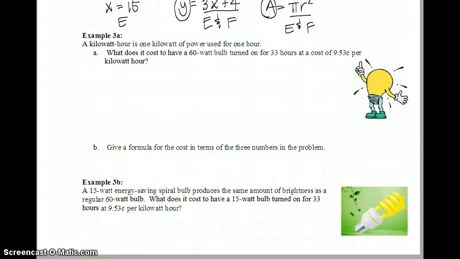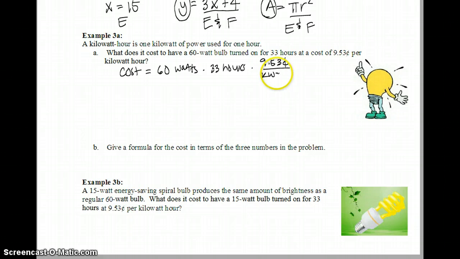Okay, that first example, example 3a. A kilowatt hour is 1 kilowatt of power used for 1 hour. What does it cost to have a 60-watt bulb turned on for 33 hours at a cost of 9.53 cents per kilowatt hour? Well, we can determine that cost is going to equal that 60 watts times the number of hours, 33 hours in this case, times the cost per hour. And that's 9.53 cents per kilowatt hour.